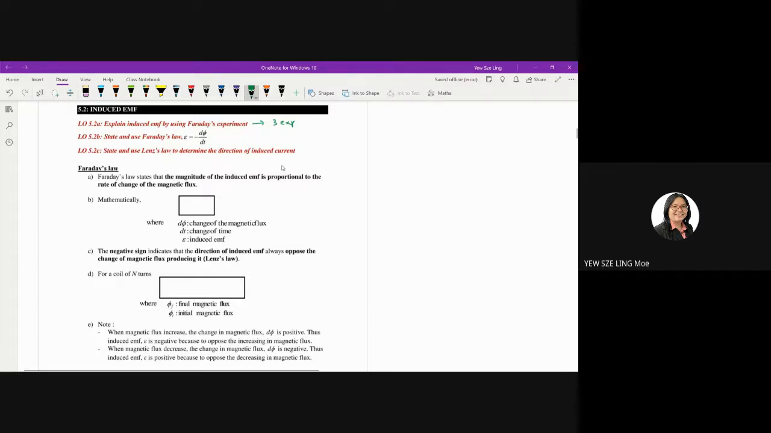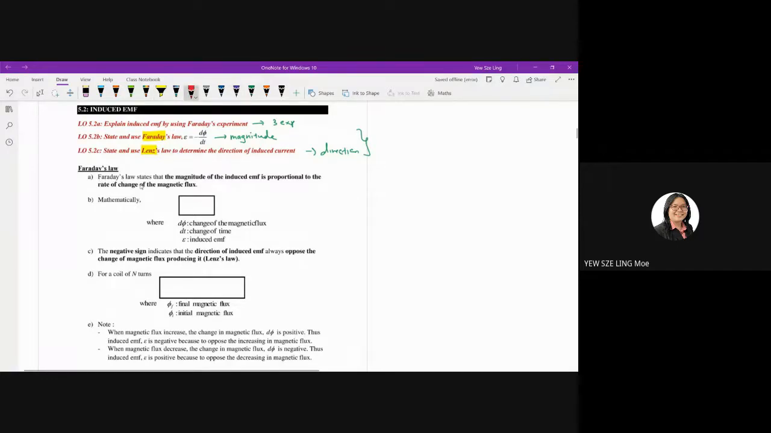If you look at these two learning outcomes, you should know that 5.2b is for you to calculate the magnitude of EMF, and 5.2c is for you to determine direction. These two things come in one set. You use one to calculate the magnitude, and the other to determine the direction. Both are for induced EMF and induced current. The difference is Faraday's is for magnitude, Lenz is for direction.